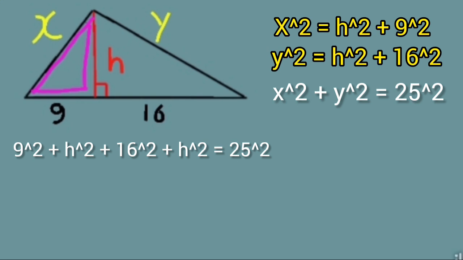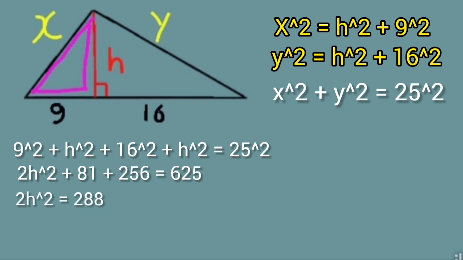Now let's solve this equation for the value of h. We can write it like 2h squared plus 81 plus 256 equals 625. Solving further, subtracting 81 and 256 from both sides, we will get 2h squared equals 288. Now let's divide by 2 on both sides, and we will get h squared equals 144. Now square root both sides, and we will get h equals 12.